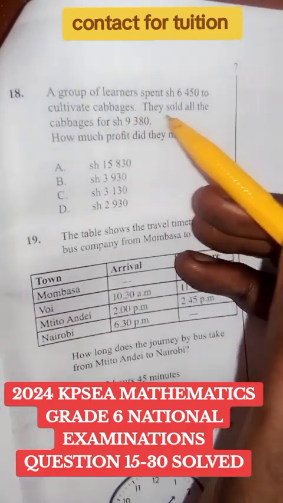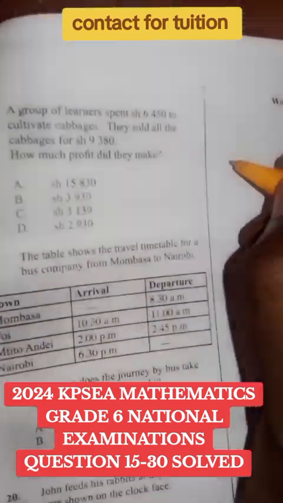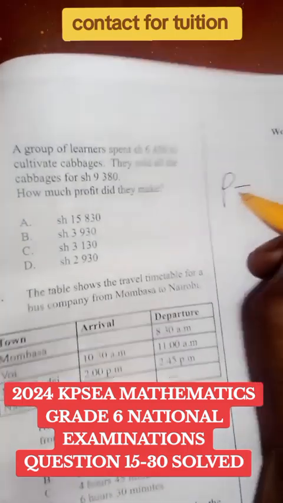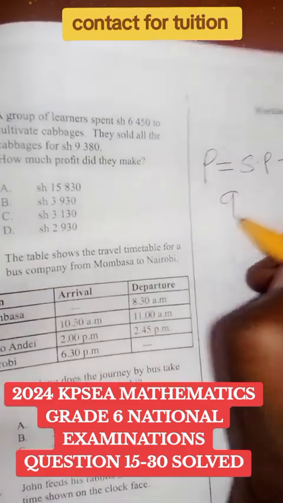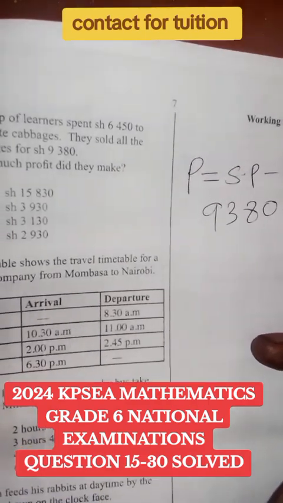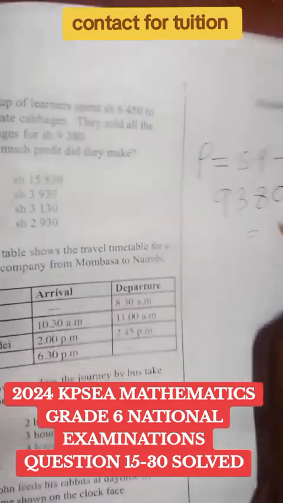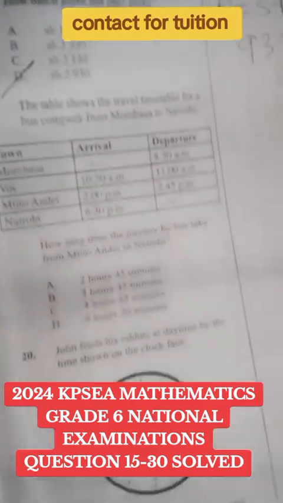Now on question 18, you are told that a group of learners spent 6,450 to cultivate cabbage. They sold all the cabbages at this amount. What was the profit? So to find profit, we're going to say profit is equal to the selling price minus the buying price. Therefore, we're going to take 9380, we subtract 6450, and that will give us the answer as 2,930. And the answer there is D.